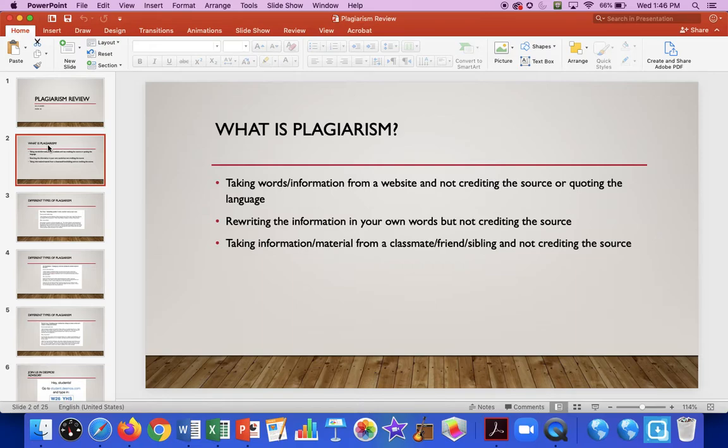All right, so plagiarism is taking words or information from a website and not crediting the source or quoting the language. It is also rewriting the information in your own words but not crediting the source. And it is also taking information or material from a classmate, a friend, a sibling, anybody, and not crediting the source. Basically, it is anytime you take something that belonged to somebody else and you don't credit the source.